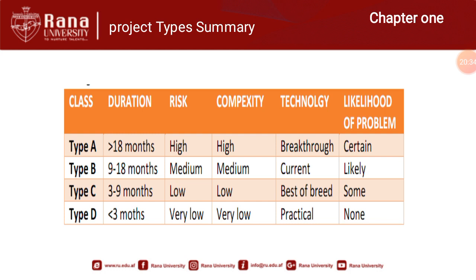And last but not least, type D project duration is less than 3 months, risk is very low, complexity is very low, and they are not going to rely on technology, but rather it will be practical, and the likelihood of problems will be none. And type D projects merely fit into the definition of a project, but still they are called projects.